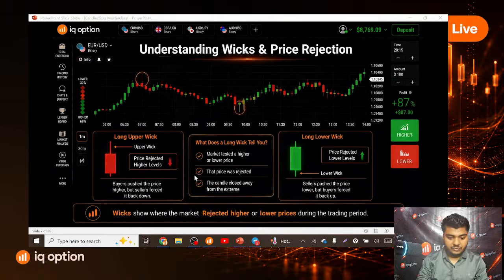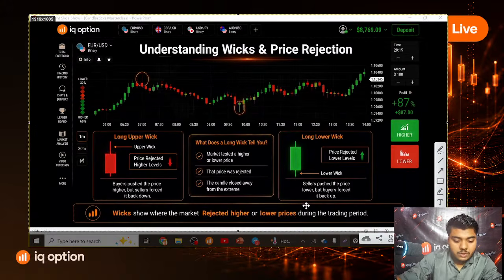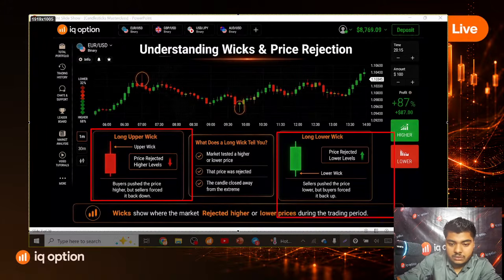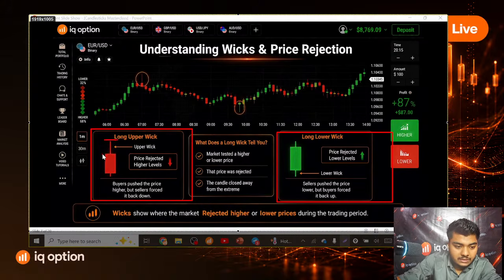Understanding wicks and price rejections. Great concept. Now let's focus on another important part of the candlesticks: wicks, sometimes called shadows, sometimes called rejections. Look at the candles on the screen here. This one is red and this one is green. This is the upper wick, and this is the lower wick. The candle started here and closed here.